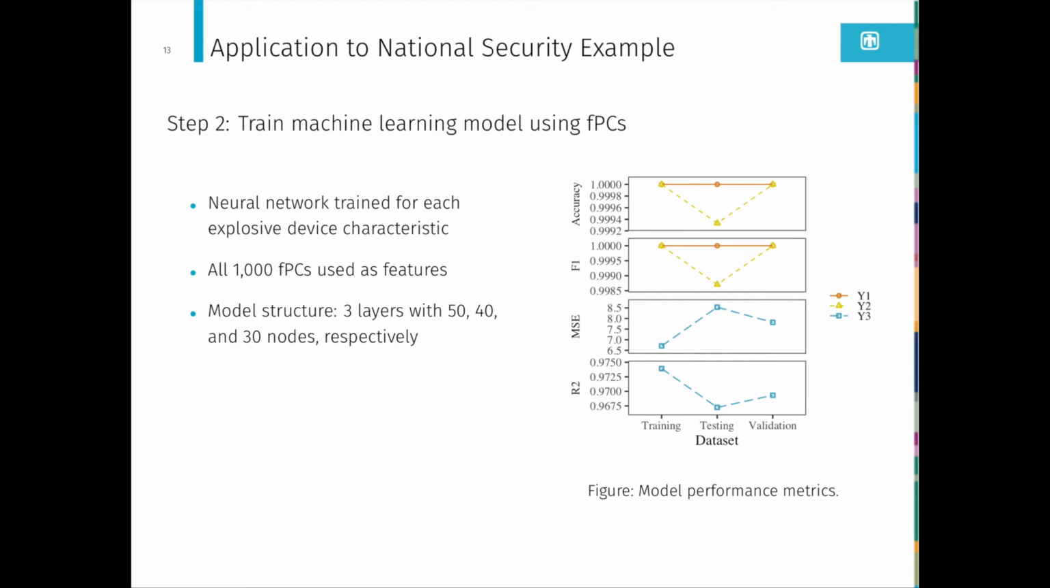The neural networks we trained contained 3 layers with 50, 40, and 30 nodes in the layers respectively. The figure on this slide shows performance metrics from the 3 models. We considered accuracy and F1 values for assessing the models for predicting the binary variables of Y1 and Y2, and we used MSE and R² for assessing the model for predicting the continuous variable of Y3.